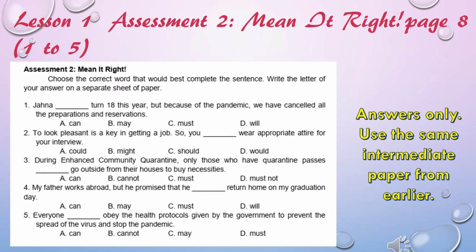Class, after answering assessment 1, please turn your module to page 8. We have assessment number 2. Please answer this one as well. Please put lesson 1, assessment 2, and put 1 to 5. Remember that you're only going to write the letter of your answer. Please use the same intermediate paper from earlier.